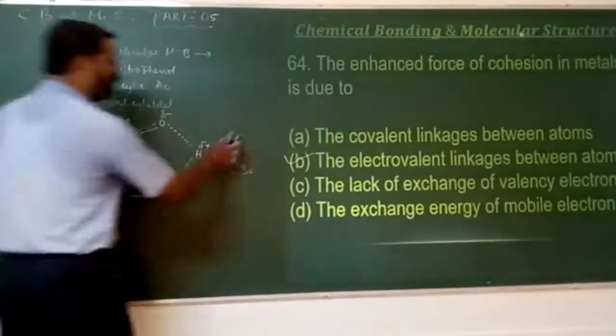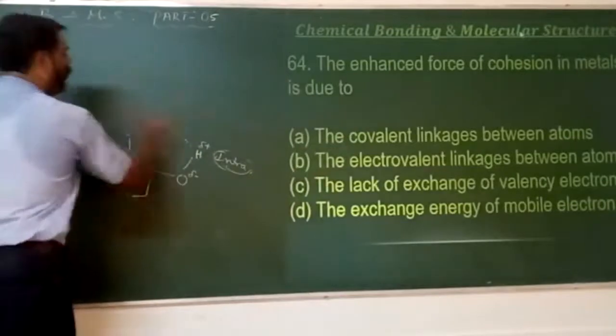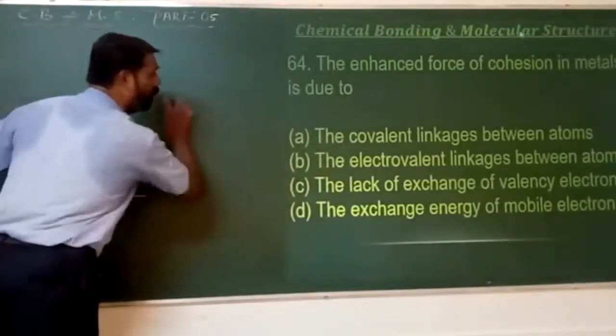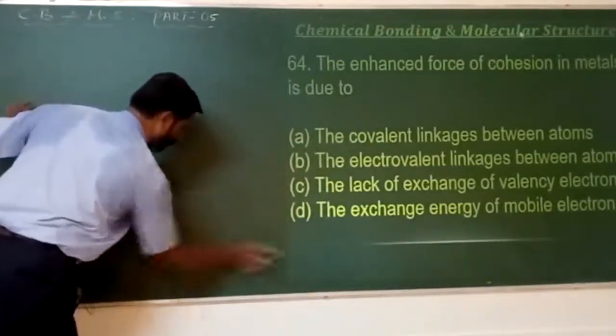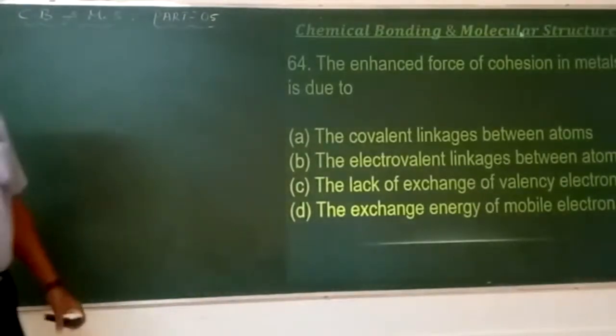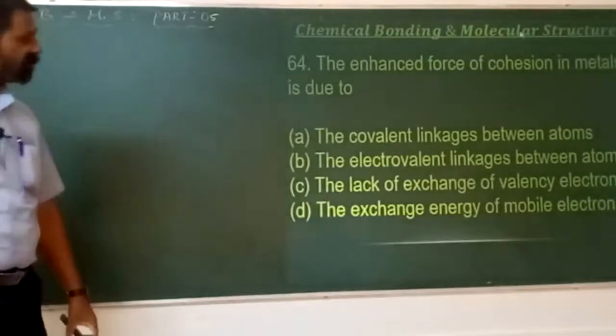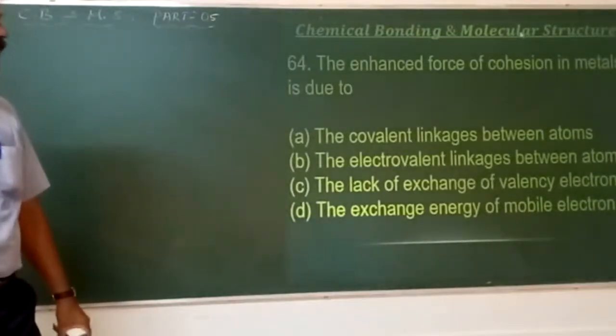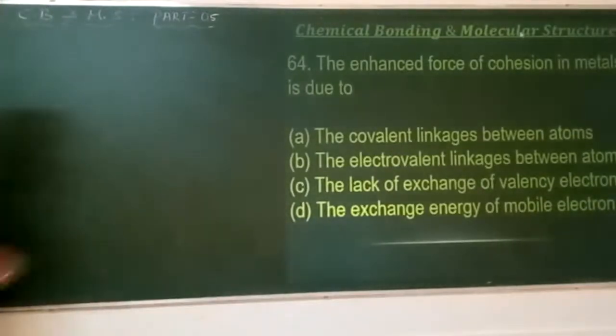The enhanced forces of cohesion in metals are due to the covalent linkages between the atoms, the electrovalent linkages between the atoms, the lack of exchange of the valence electrons, or the exchange of energy between the arc of the mobile electrons.